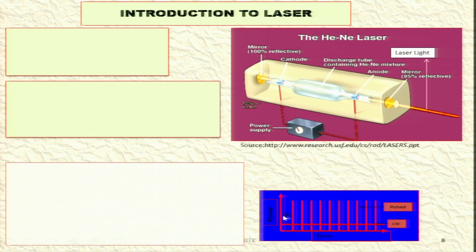So the power is more or less constant in time. If it is a continuous wave, then it will be like this, and if it is a pulsed laser, then it will be like this: pulse, no power, no pulse, no power, and so on.